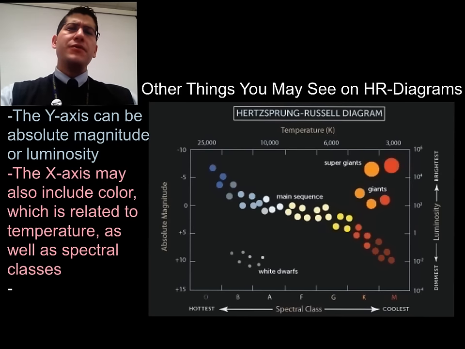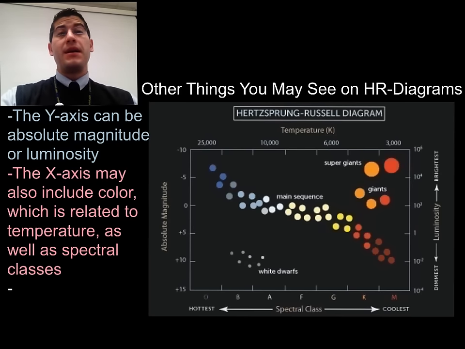If you ever do a Google search for HR diagrams, it becomes apparent very quickly that not all HR diagrams look completely the same. So I want to show you some other things that you may encounter and explain what they mean. As I said in the last slide, the y-axis represents the brightness of a star. Most HR diagrams measure that brightness in luminosity. Those solar luminosity units measure a star's brightness in relationship to the sun. But you may also see on the y-axis absolute magnitude as a measure of brightness.